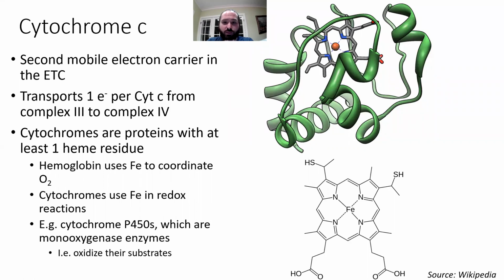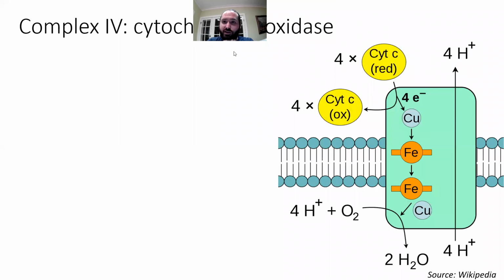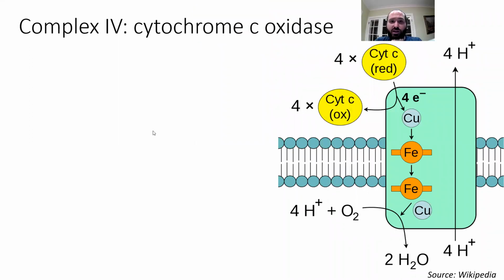Cool. So we're almost done. We have about 4 more slides here. Cytochrome C oxidase, complex 4. So cytochrome C oxidase's job is to oxidize cytochrome C, pump 4 protons into the intermembrane space. Actually, we have more than 4 slides. I lied. We have like 8. And reduce oxygen into water.